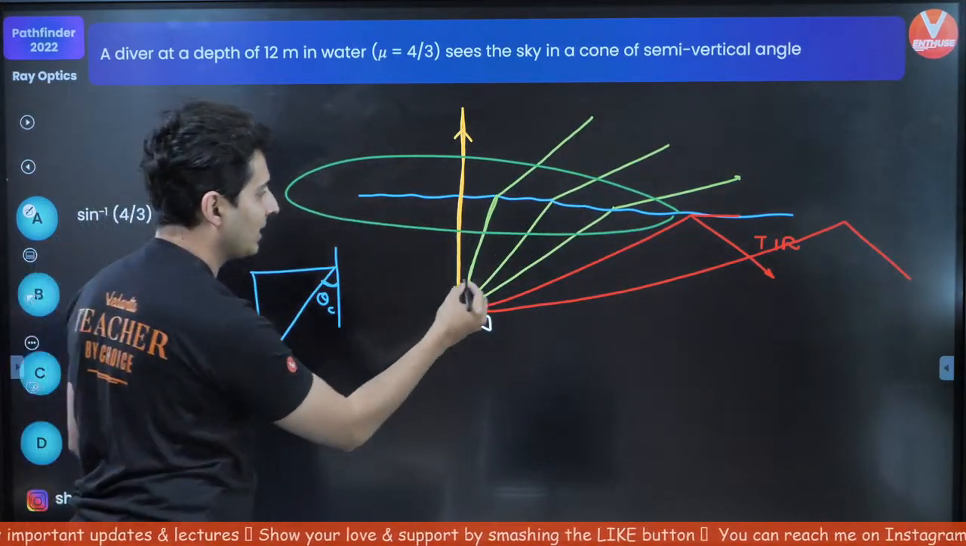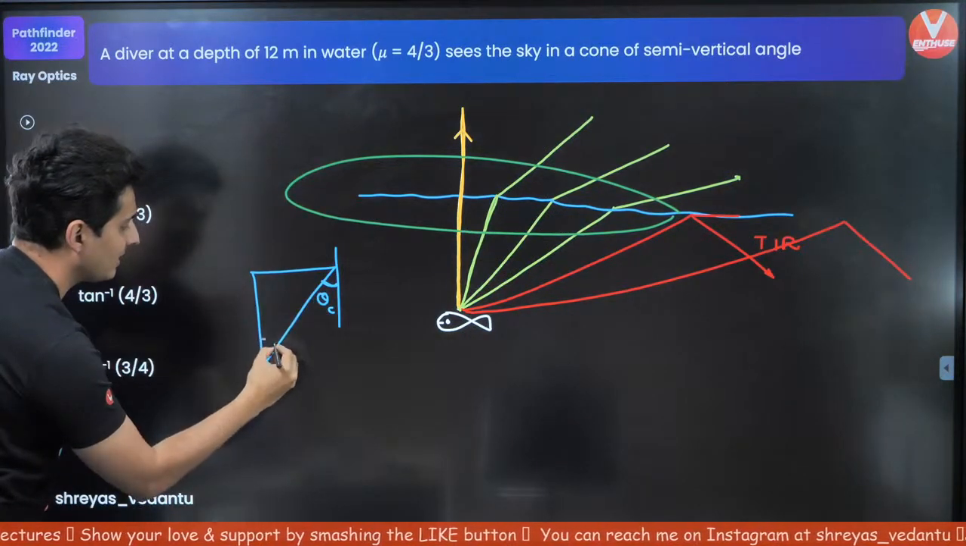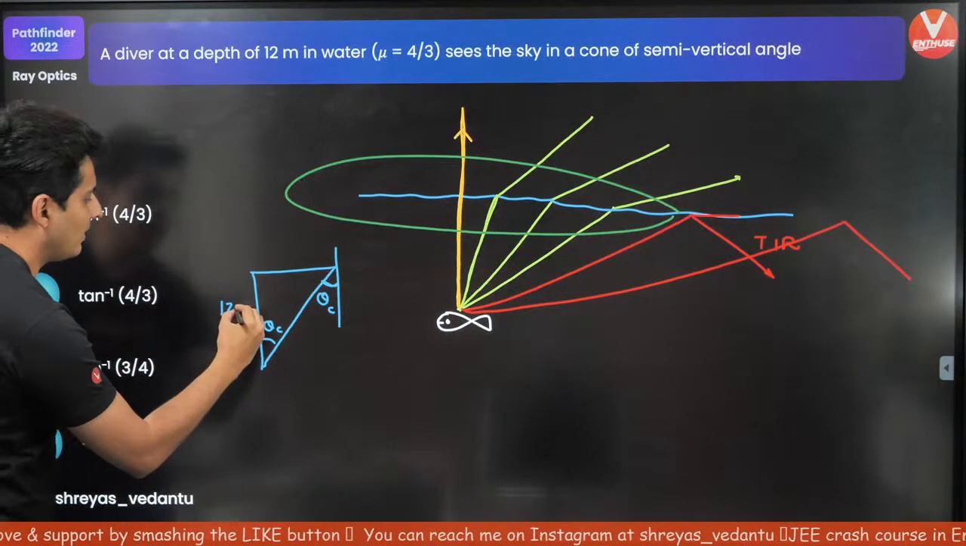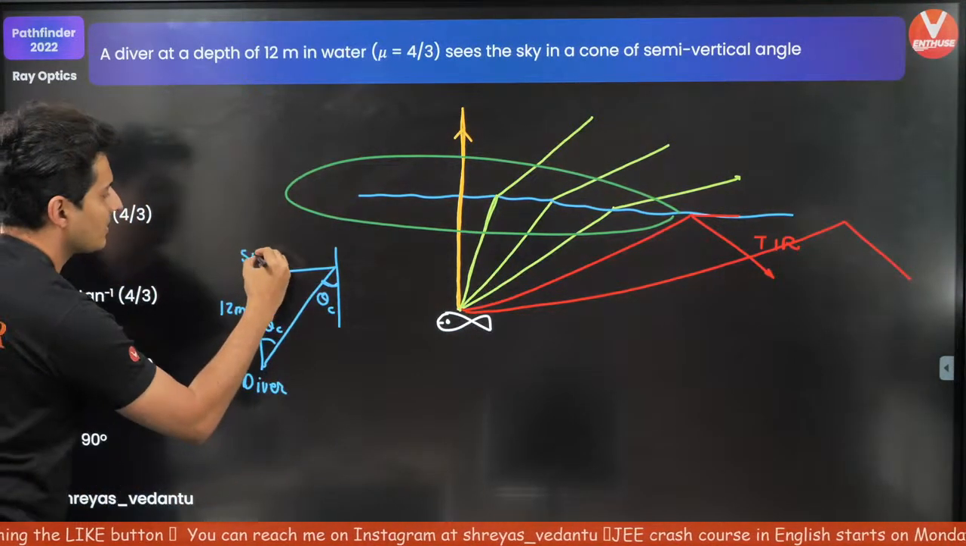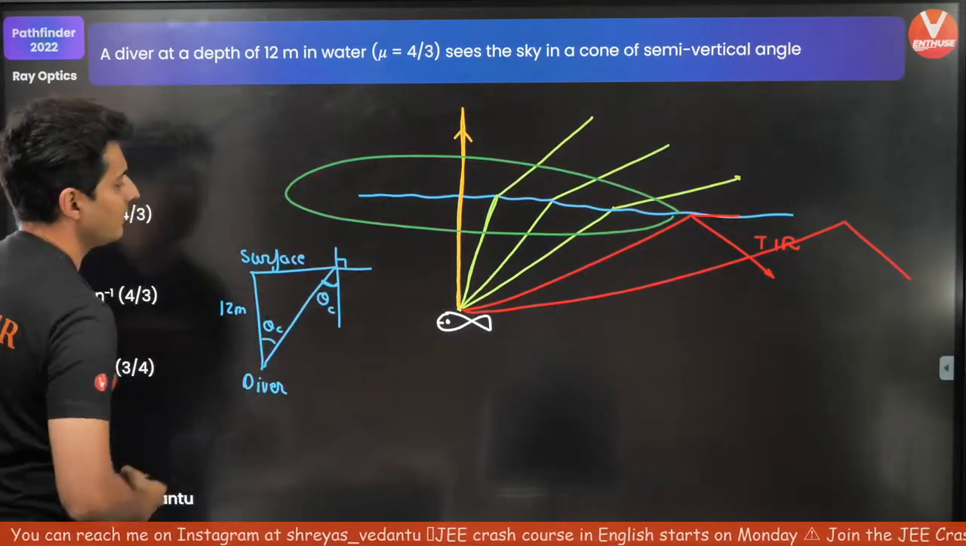Okay, so we are talking about that maximum critical angle over here. If this is theta c, this is also theta c. Perfect. And this is basically 12 meters. This is where your diver is. This is your surface. Okay, the light ray will be 90 degrees over here.